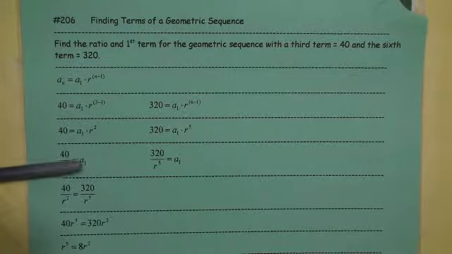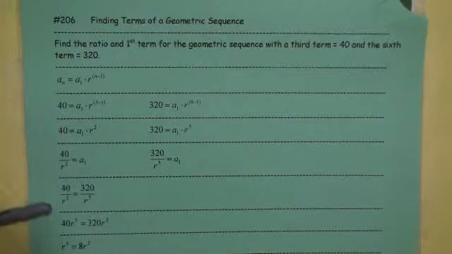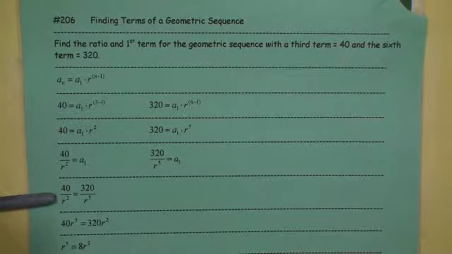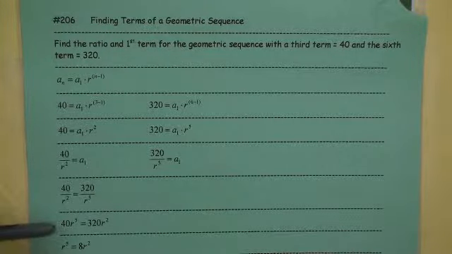Why? Because if a1 equals this, and a1 equals this, therefore those two ratios equal each other by the transitive property. We then go ahead and cross multiply. We get this. Then divide by 40. Beautiful thing. You get r to the fifth equals 8r squared. Here's the next awesome move. You then divide by, bam, r squared.